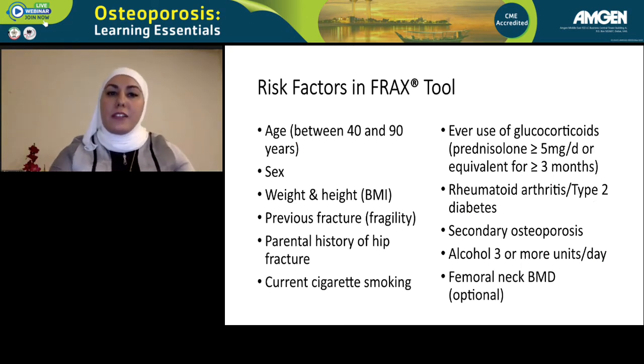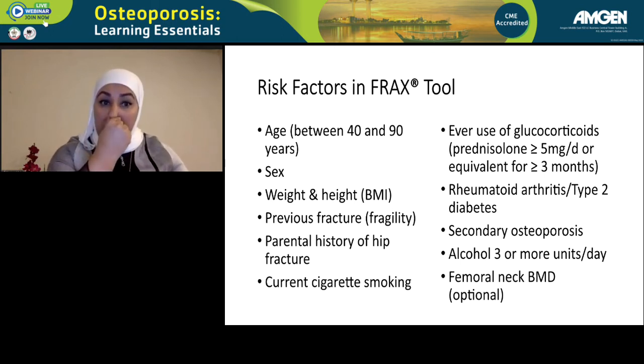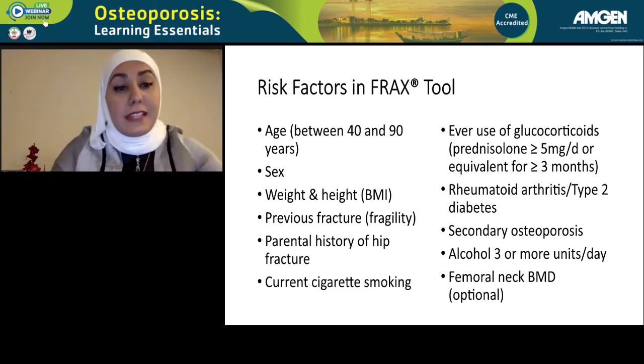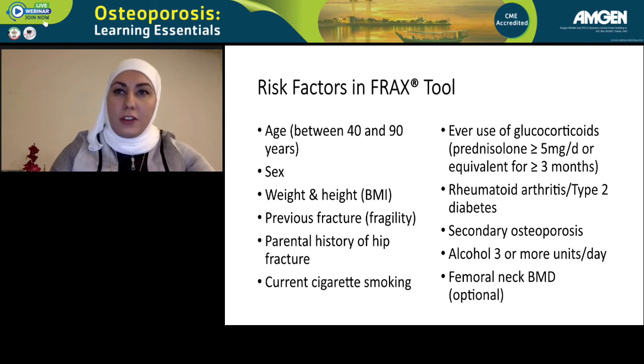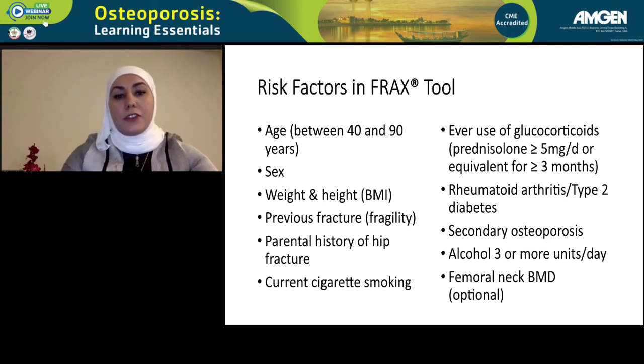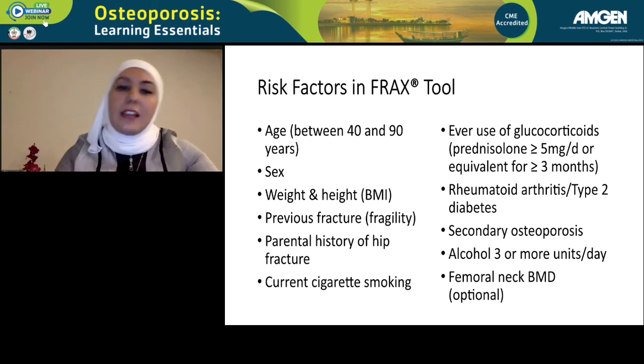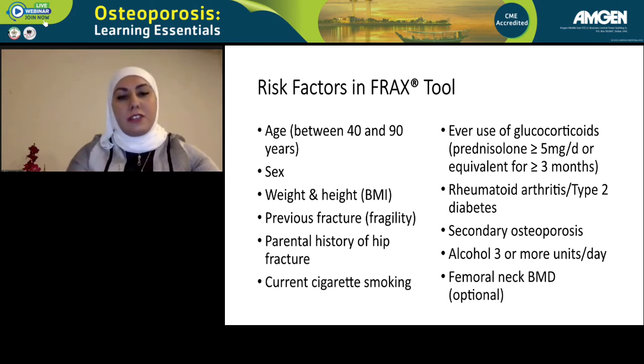So risk factors in the FRAX tool include the age, between the age of 40 and 90 years, the sex of the patient, the weight, and the height of the patient. Previous fracture should be fragility fracture, which is falling from standing height. Of course, hands and feet and ankle fractures are not fragility fractures. Parental history of hip fracture, which is very important.